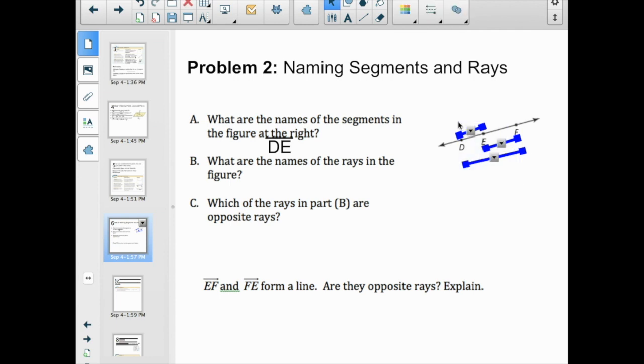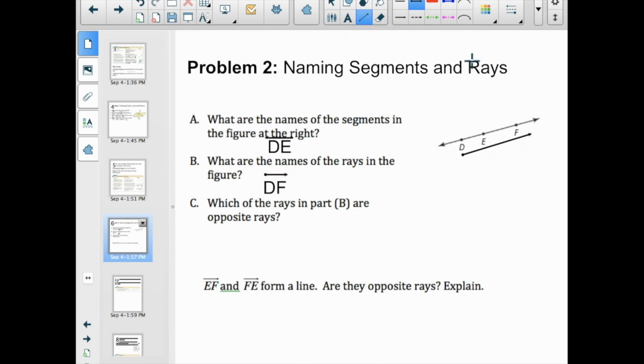All right, then this is what are the names of the rays in the figure. Remember, a ray starts at an endpoint and goes in a direction. So I pick somewhere to start. If I start at D and I want to go to the left, I can't. There's nothing to go that way with. So I go the other way. Maybe I go to F. D to F would be a ray. So now I write that, and I'm going to put a ray above it. It's starting at D and going towards F, so I put my ray to the right.